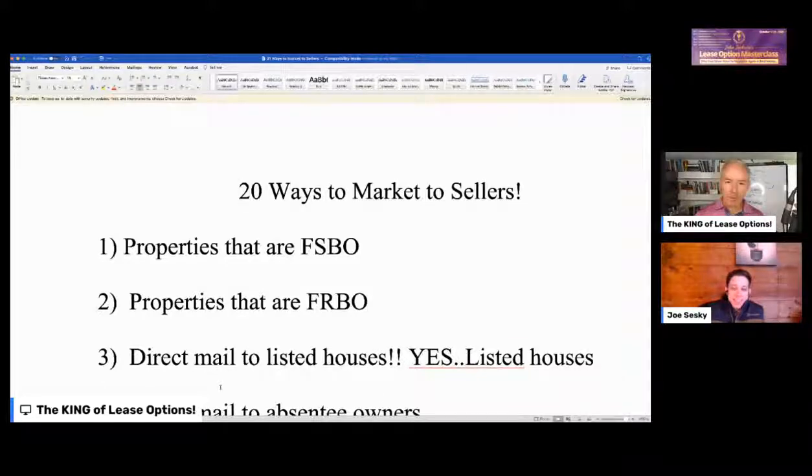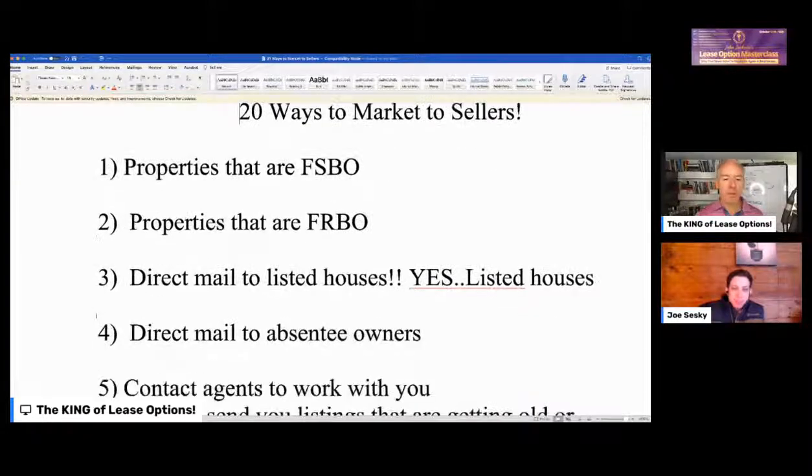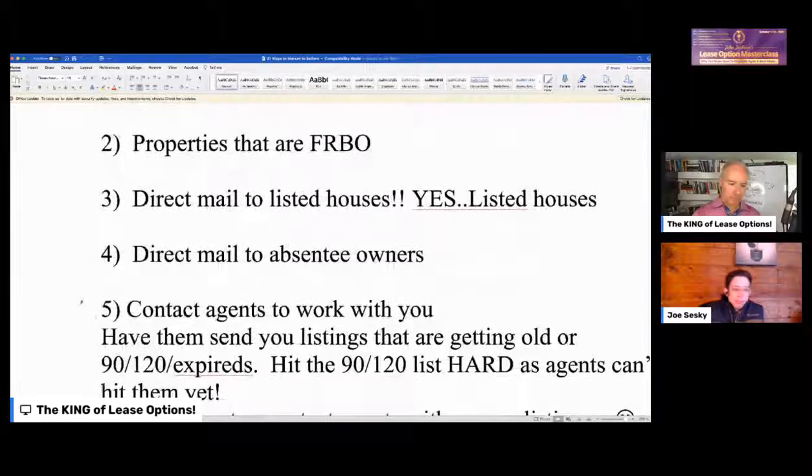We talked about this already, guys. Properties that are for sale by owner, for rent by owner, direct mail to listed houses. Yes, Joe and I teach how to do direct mail to listed houses, and direct mail to absentee owners. Joe, were you talking last week or the week before about doing some direct mail to low equity absentee owners, or is that one of the dream partners? I wasn't talking about it, but we've done it in the past. I think that's a good idea.